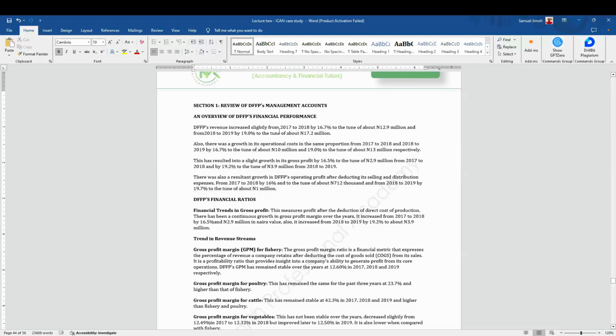So look at the way I brought it in. DFFP's revenue increased slightly from 2017 to 2018. I brought in the percentage of increase computed, to the tune of about 12.9 million. This is the absolute increase, right? And from 2018 to 2019 by 19%, to the tune of about 17.2 million. Then I did the same thing for cost of sales. I brought in the changes on cost of sales. Then I also brought in the changes on gross profit. Okay, I brought in the changes on operating profit.